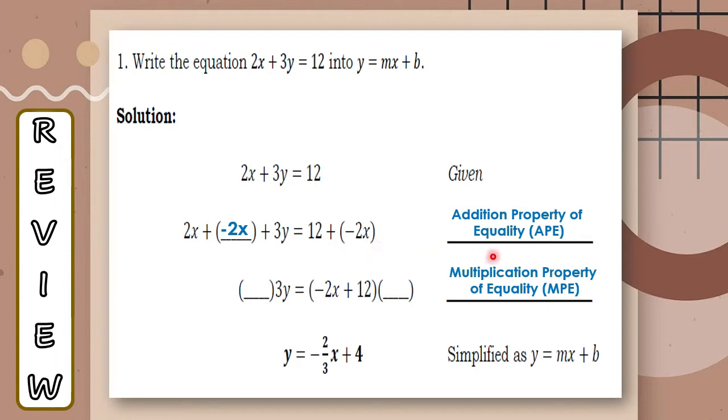Followed by the multiplication property of equality, or MPE. So we have to multiply both sides of the equation by 1 over 3. So we will have 1 over 3 times 3y equals quantity negative 2x plus 12 times 1 over 3. And for the simplified form, we have y is equal to negative 2 over 3x plus 4.